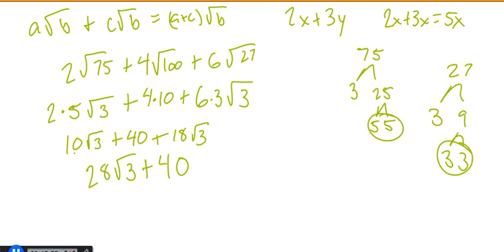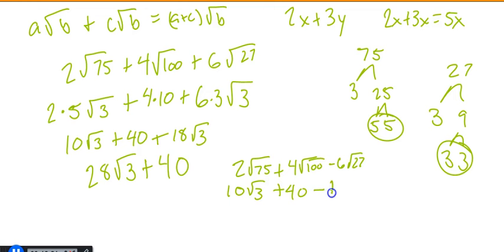Okay. Now, what if one of these was a subtraction? Say we had 2 square root of 75 plus 4 square root of 100 minus 6 square root of 27. Okay, I do it the exact same way. I simplify. So I saw that that was 10 square root of 3 plus 40. Now this would just be minus 18 square root of 3. And now combine my like terms. I had 10 square roots of 3, and then you took 18 away, leaving me with negative 8 square root of 3. 40 is left alone. There's my answer. So that's radicals.